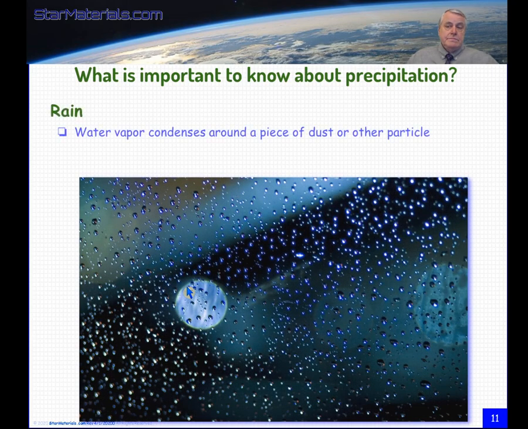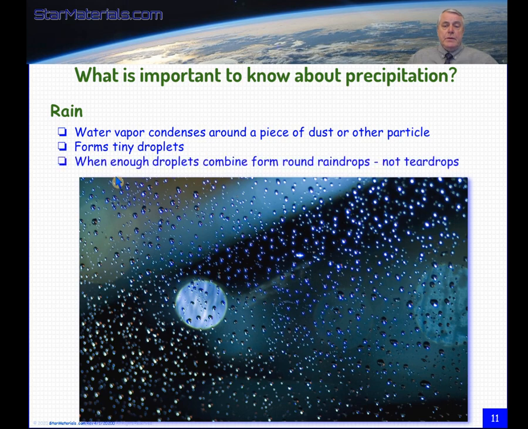Now, rain. Water vapor condenses around a piece of dust or other particles. It forms tiny droplets. And when enough droplets combine, they form round raindrops, not the teardrops that you see in cartoons. Rain is round drops.